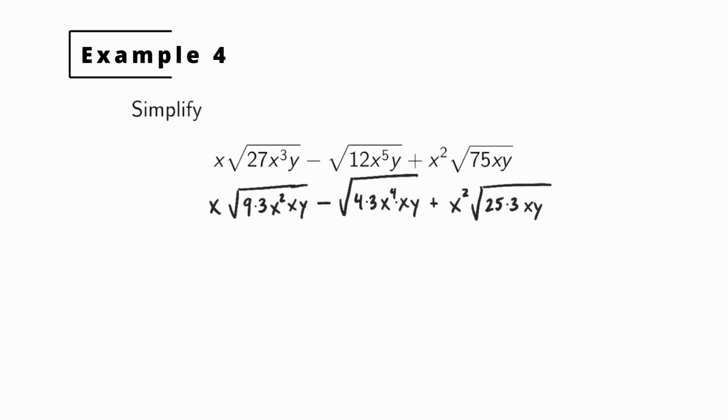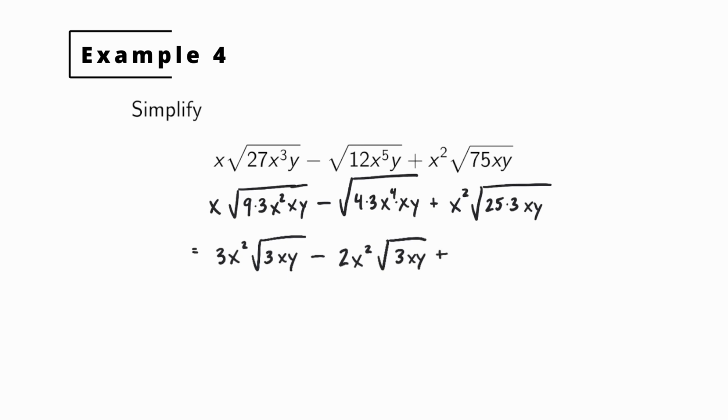Okay. The next step is to, again, pull out the perfect squares from underneath the square roots, take them outside as their square roots. So here we have 9 and we have x squared. So those will come out as 3x. So we have x times 3x gives us 3x squared times the square root of, we'll have left under the radical 3xy. For the second term, we have perfect squares 4 and x to the 4th. So the square root of 4x to the 4th will be 2x squared. And then left under the radical, we will have 3xy.